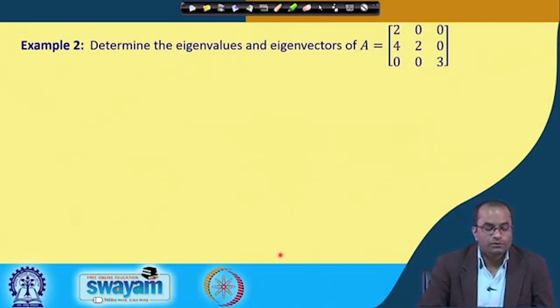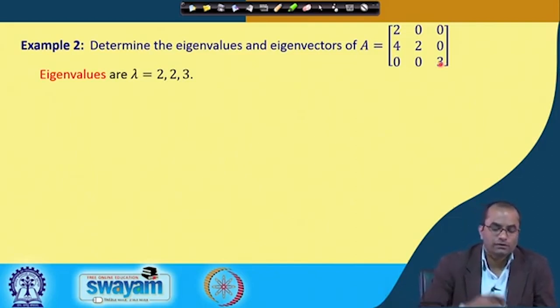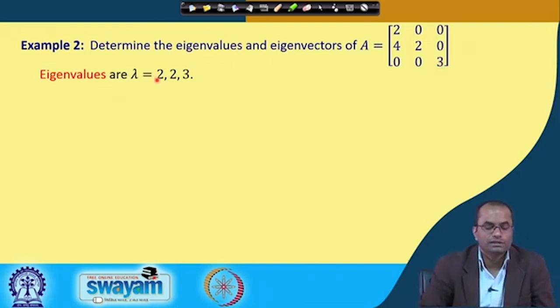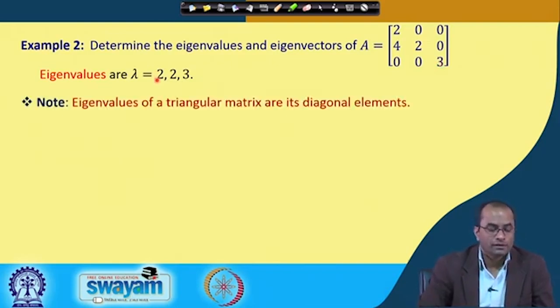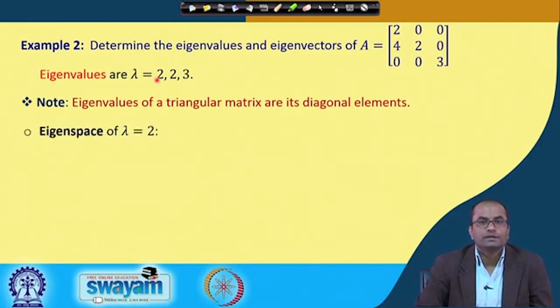Okay, so in this example 2 we determine the eigenvalues and eigenvectors of this A. The matrix is given here: 2 4 0, 0 2 0, 0 0 3. In this case one can compute the eigenvalues easily. They will be the diagonal entries because it is a lower triangular matrix, and for triangular matrices all the eigenvalues sit on the diagonal. So we have 2, 2, 3 as the eigenvalues. The eigenvalues of a triangular matrix are always its diagonal elements.